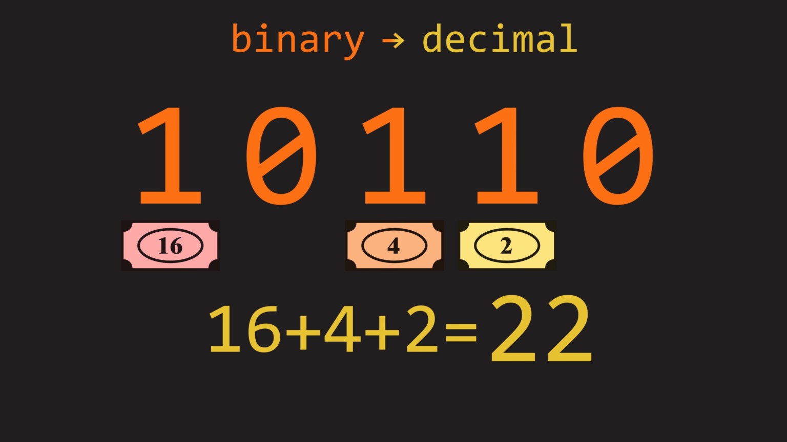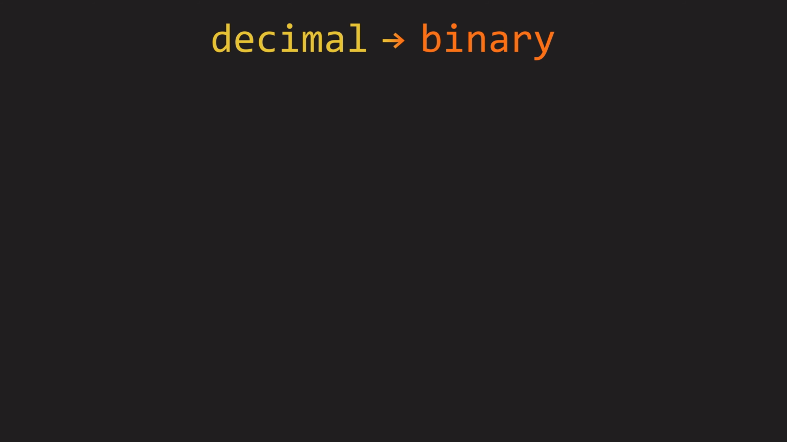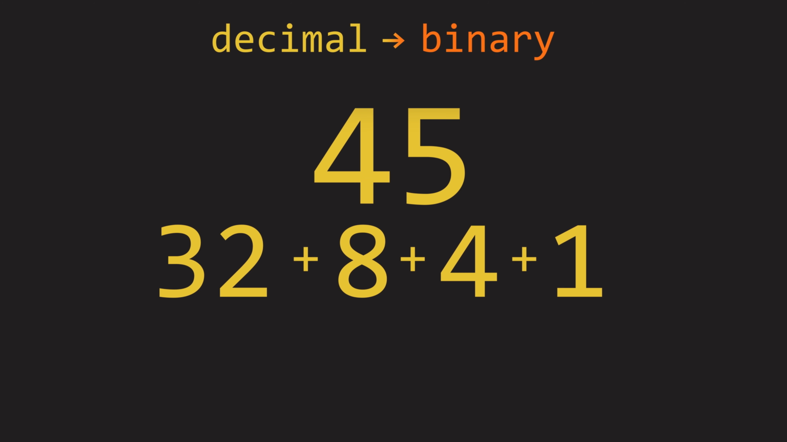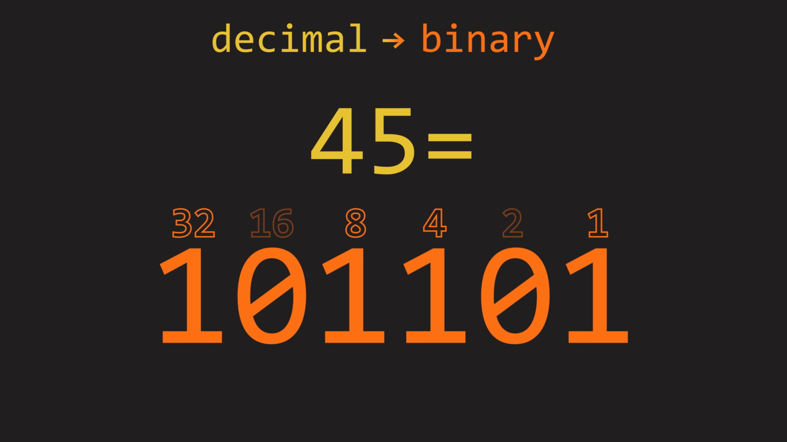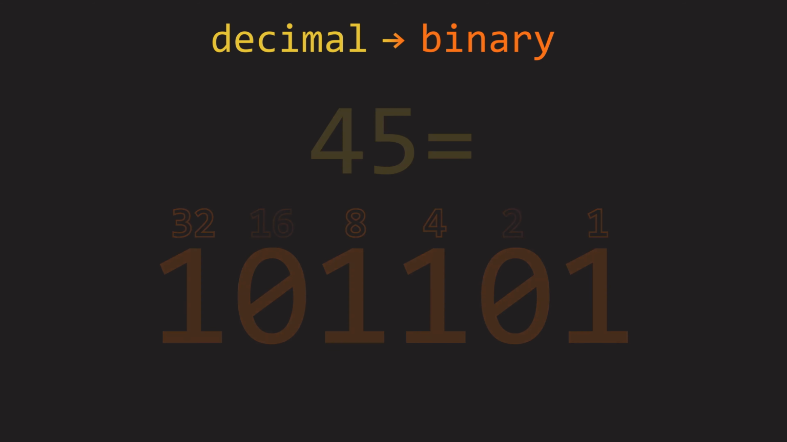The same logic applies when going from base 10 to base 2. You split up the number you want to convert into powers of 2 and set the corresponding bits to 1's, leaving the rest as zeros. One more example.